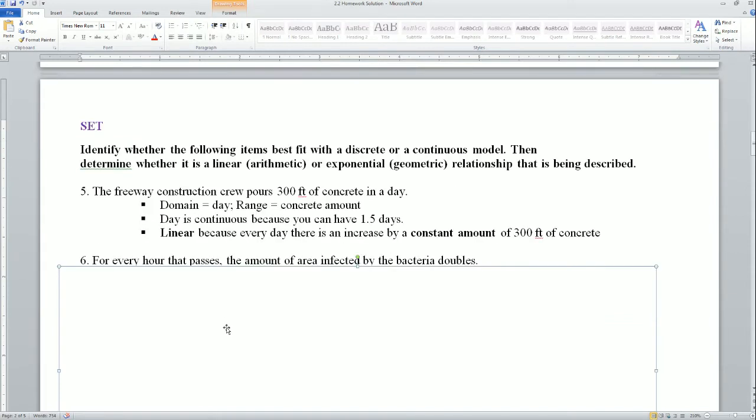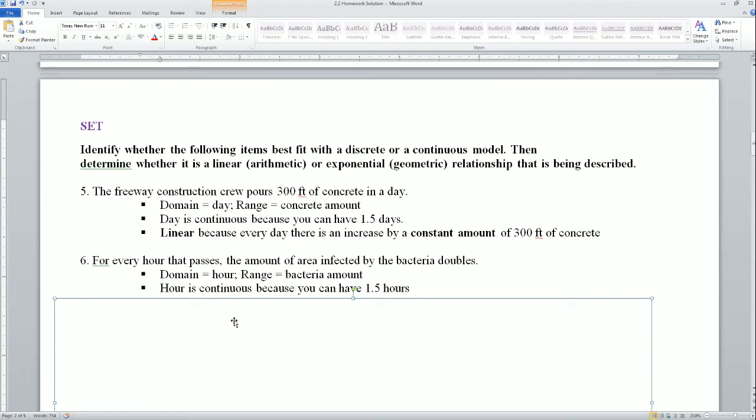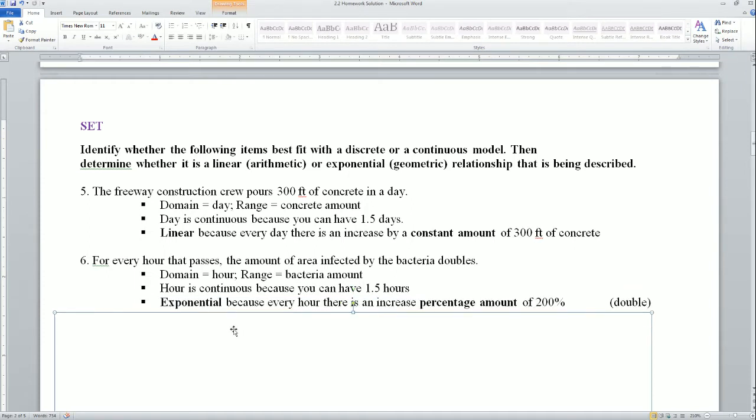Number 6. For every hour that passed, the amount of area affected by the bacteria doubles. The domain here is hours, and the range is the bacteria amount. The hours is continuous because you can have 1.5 hours. It's still hours. The essence of the hours doesn't change. It's exponential because every hour there is an increase by a percentage amount. That percentage amount, that doubling, indicates that it is exponential.